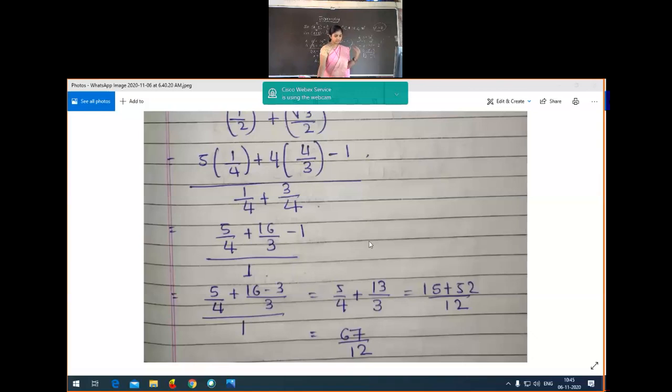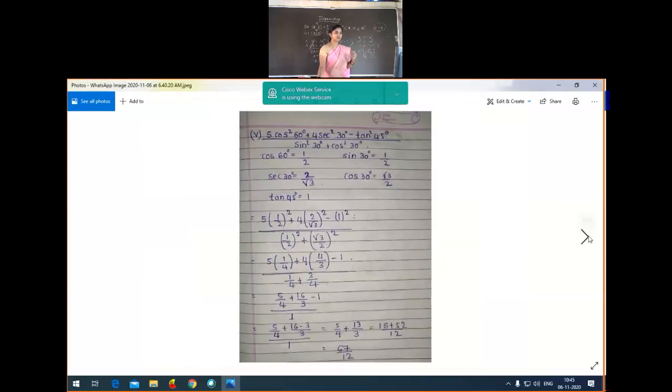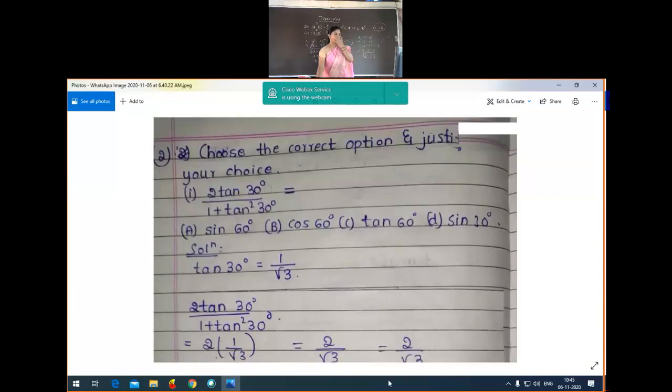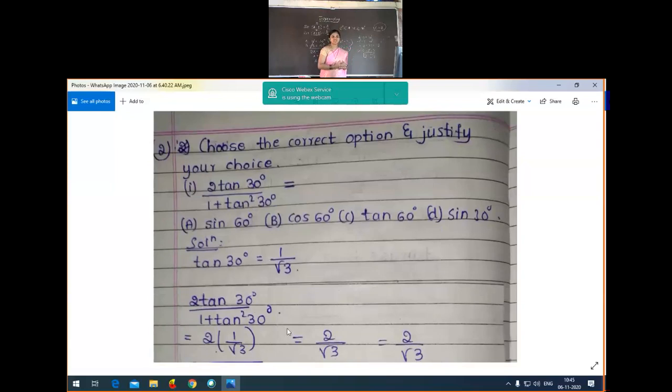So now can we move on to the second main, that is the multiple choice question. Wow, Mataji, multiple choice question, in the sense we can guess the answer? Not like that. For multiple choice questions also, again we have to work out. So yes, can we see the first question? See, the question is: choose the correct option and justify.